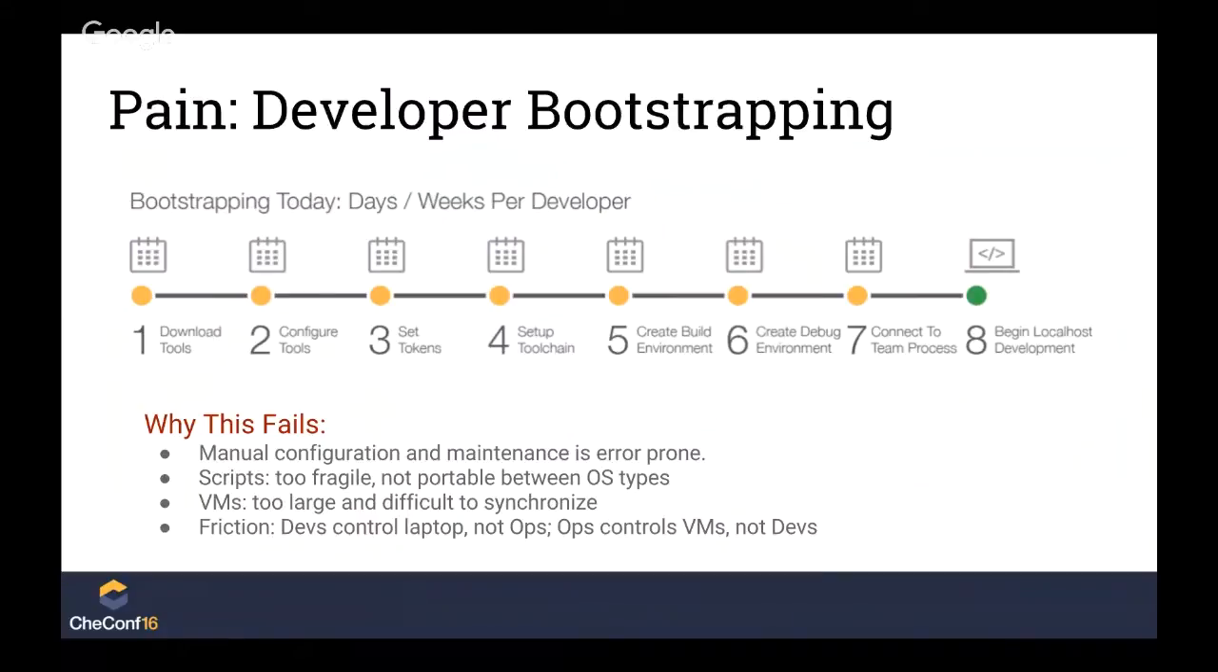And there are a lot of reasons why this doesn't work. Typically, the default is that this relies on manual configuration or scripts. Sometimes people try to use VMs, but the difficulty there is that they're huge and they're difficult to synchronize and keep synchronized over time. So you get this friction where operations looks at the hundreds or thousands of laptops out there and sees a massive attack surface, a huge security risk, and immediately tries to start locking down.